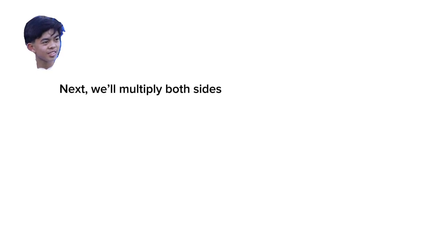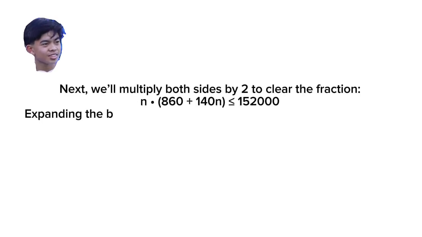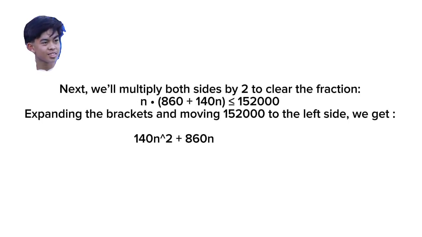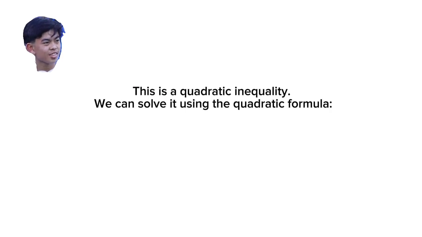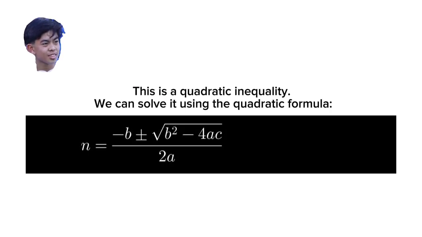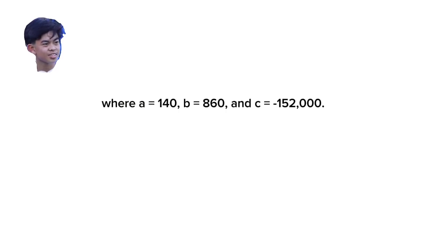Next, we will multiply both sides by 2 to clear the fraction. Expanding the brackets and moving 152,000 to the left side, we get. So this is a quadratic inequality. We can solve it using the quadratic formula, where A equals 140, B equals 860, and C equals minus 142,000.